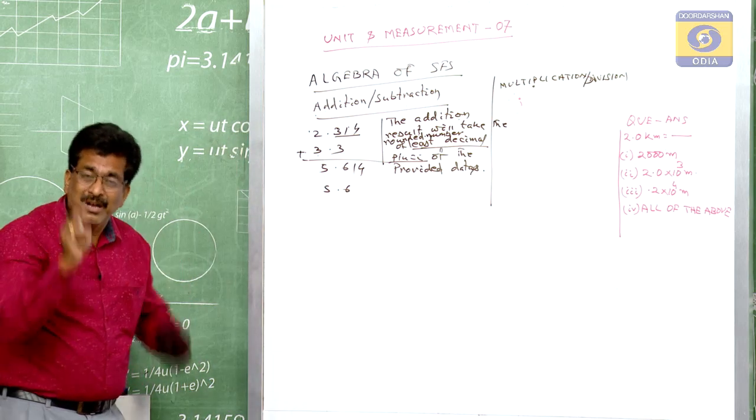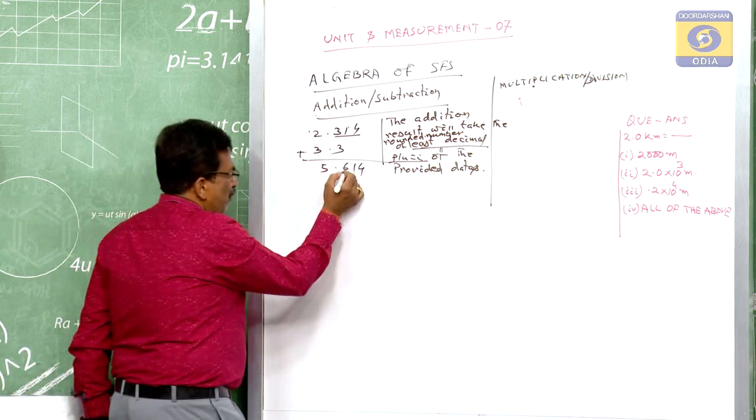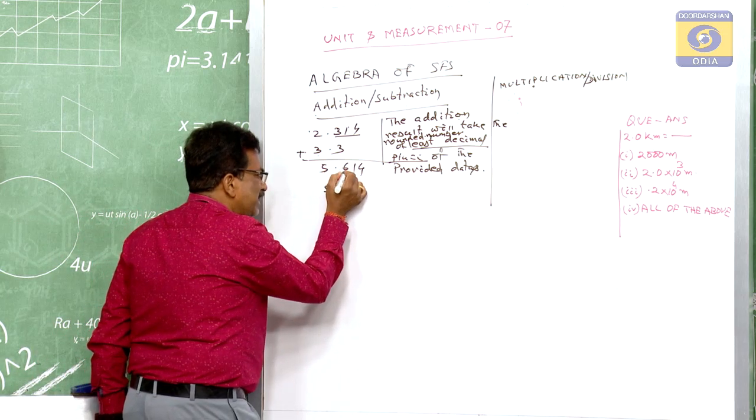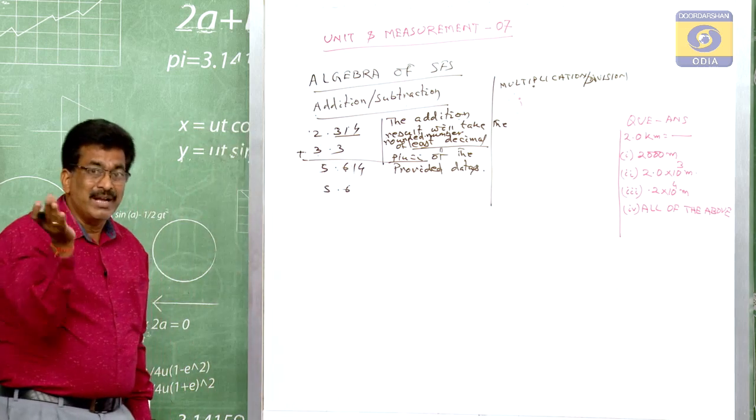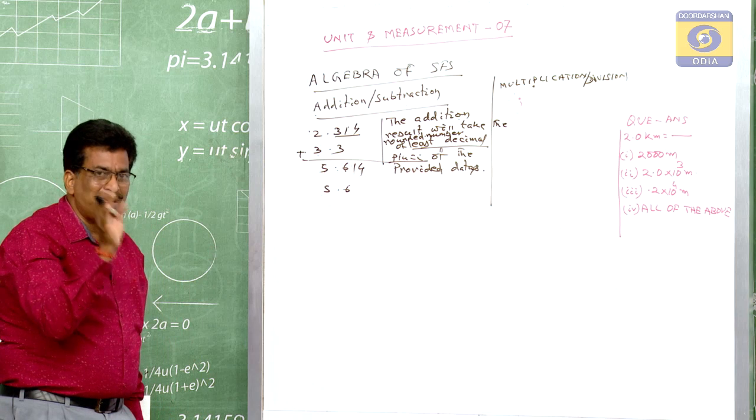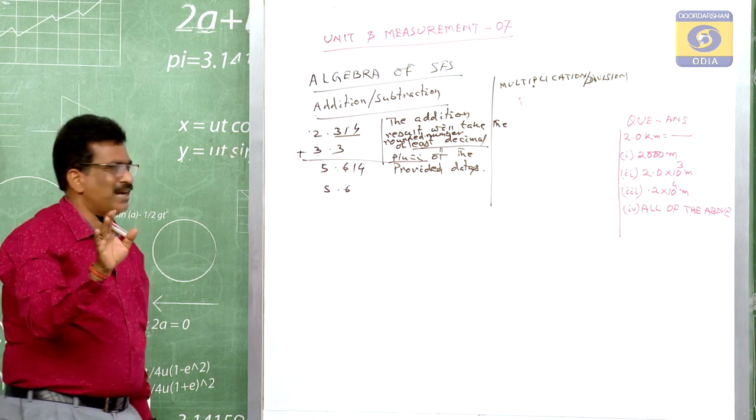That is to be rounded off. You see, if we go up to the 5.6, the first decimal which follows is 1. 1 is less than 5. If it is less than 5, it will remain as such.